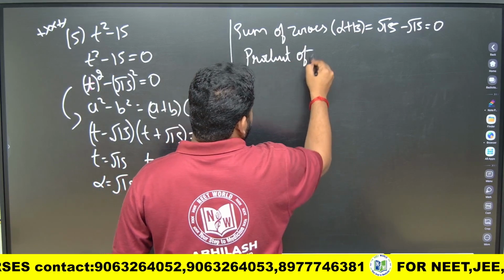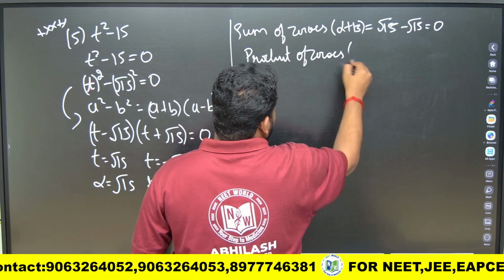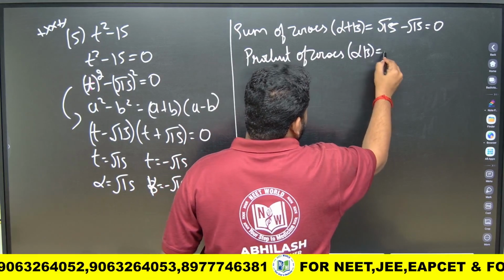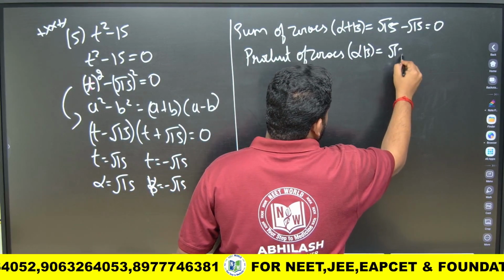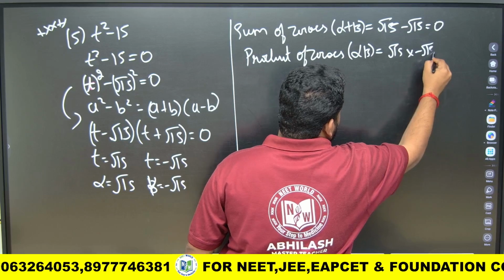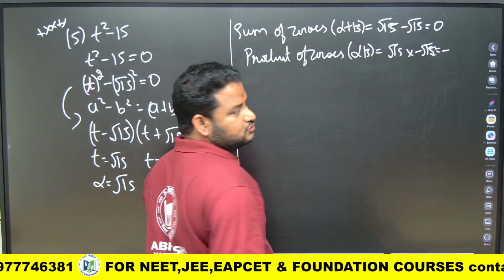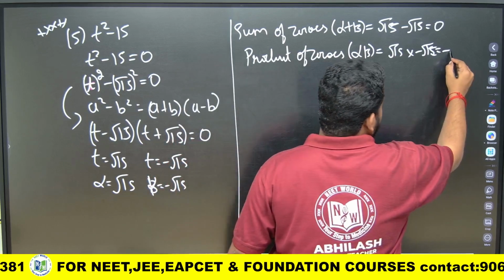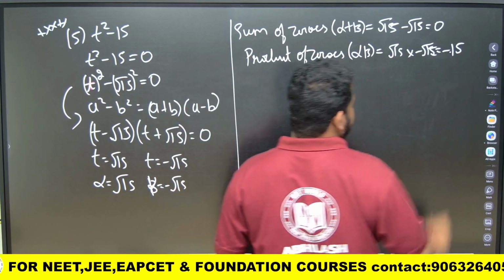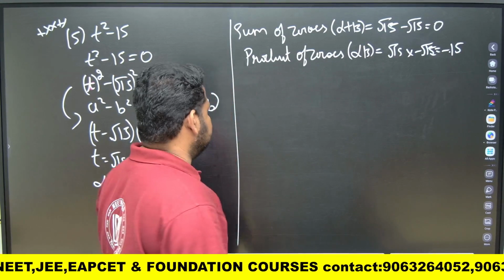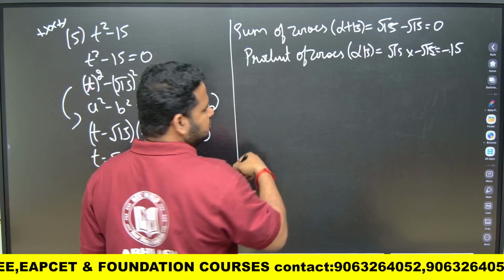Product of zeros, that is alpha beta, is equal to root 15 into minus root 15. Plus into minus is minus itself. Root 15 into root 15 is root 15 square, which is nothing but 15. So I will get it as minus 15. Now we got the sum of the zeros and the product of the zeros.